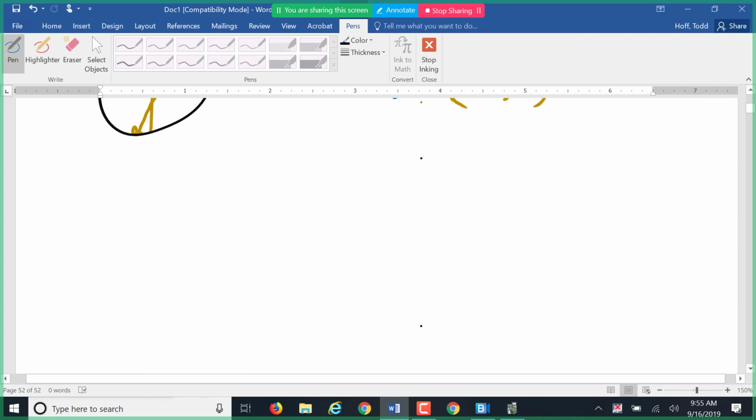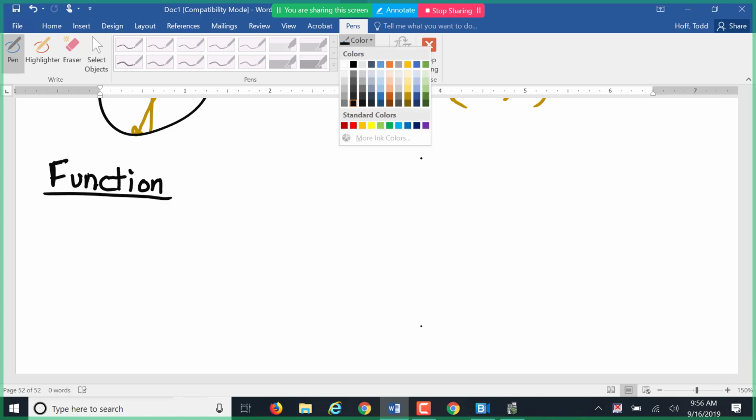So then the next important term here is a function. A function is just a special type of relation.